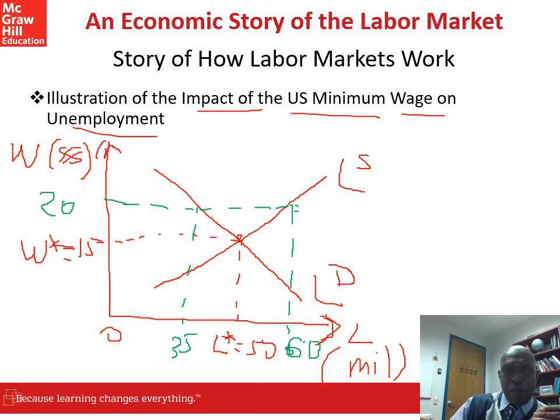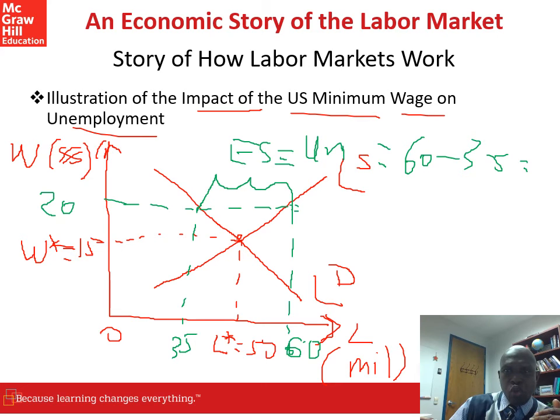So therefore, there'll be a gap because of the minimum wage of $20. There'll be a gap between labor demand and labor supply. This gap is called a surplus or excess supply of workers, which is also known as unemployment. How much is the unemployment in this case? The unemployment will be 60 minus 35, which is 25 million. 25 million workers will be out of a job.